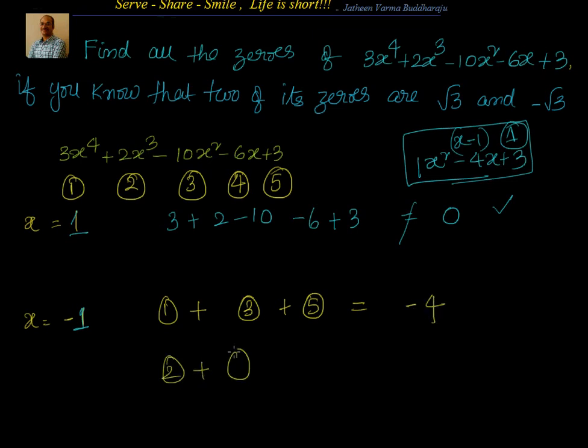Do the even ones also. 2 plus 4, that's nothing but 2 minus 6, that is also equal to minus 4. So you can see minus 4 equal to minus 4. That means minus 1 is a 0.